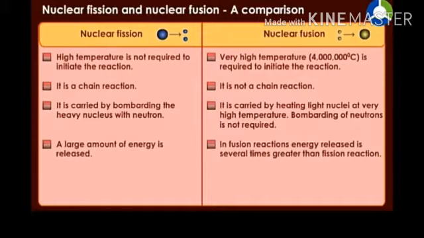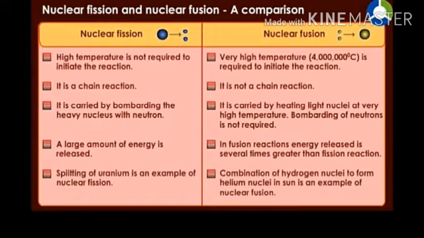A large amount of energy is released in nuclear fission reaction. In nuclear fusion reaction, the energy released is several times greater than the fission reaction. The splitting of uranium is an example of nuclear fission reaction. Combination of hydrogen nuclei to form helium nuclei in the Sun is an example of nuclear fusion.